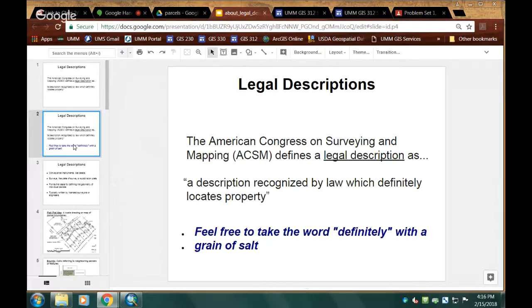The American Congress on Surveying and Mapping, ACSM, which is kind of the professional organization of licensed surveyors, defines a legal description as a description recognized by law which definitely locates the property. Why do you think I say you can take the word definitely with a grain of salt? What do I mean here? Margin of error? Yeah. There's some actual measurement error, but it's going to be an error no matter how accurately they try to measure it.